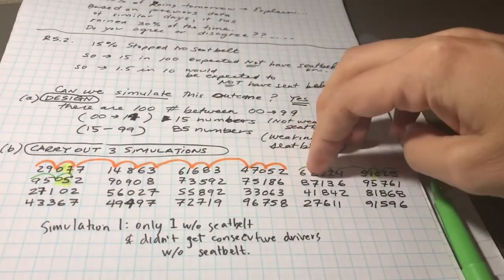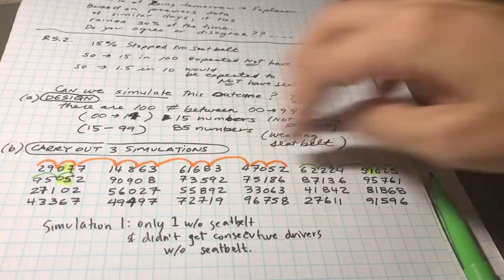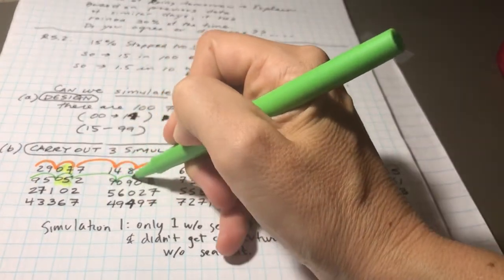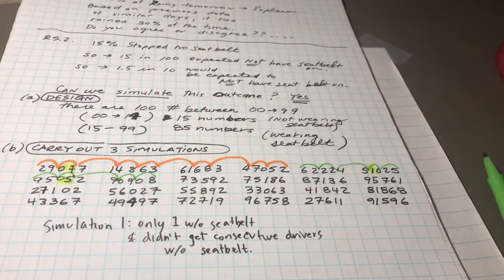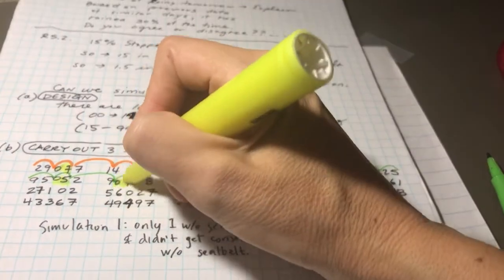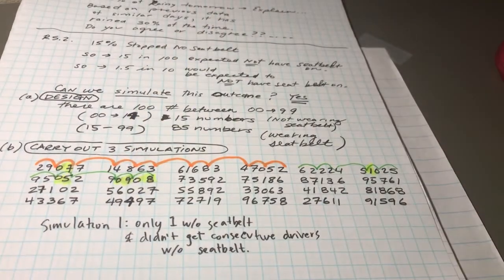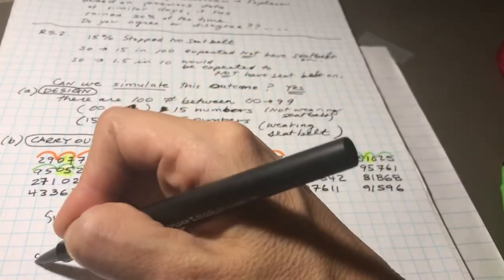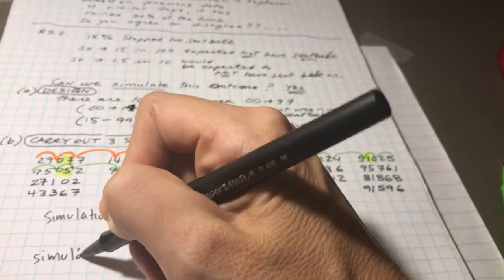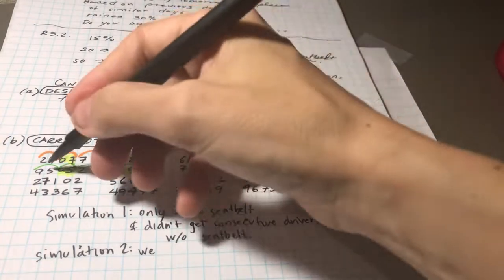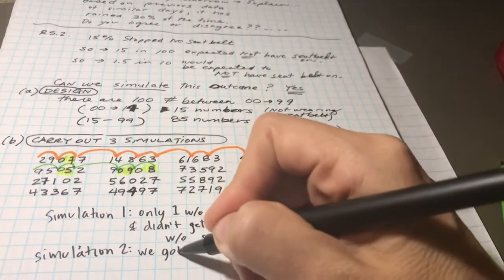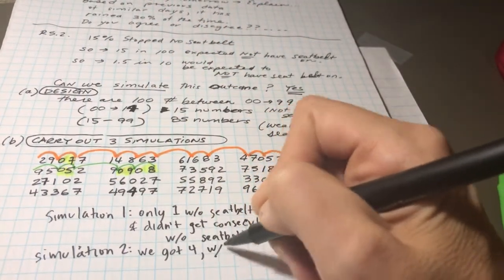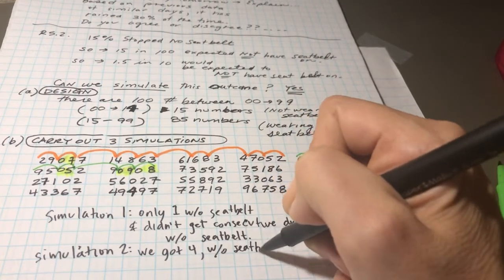Okay, so 1, 2, 3, 4, 5, 6, 7, 8, 9, 10. Ooh, we got 2 in a row. So on our second simulation, we actually did get, I don't know if you were expecting that or not, 1, 2, 3, 4, we got 4 people without a seatbelt. That's way more than we probably expected.